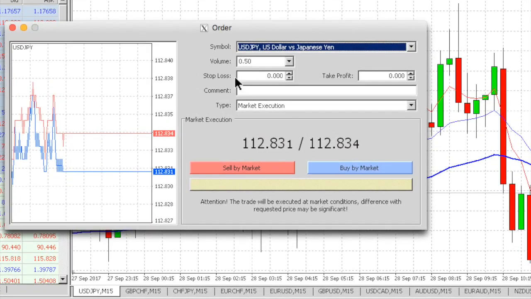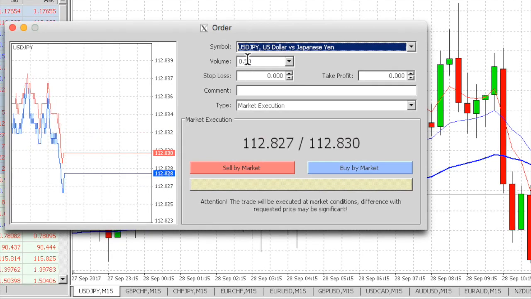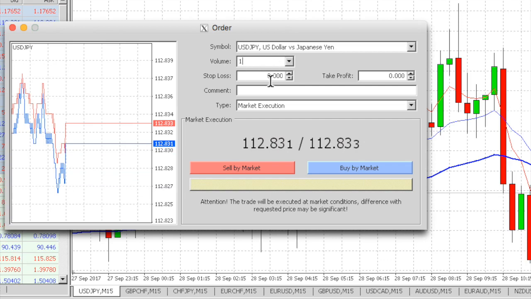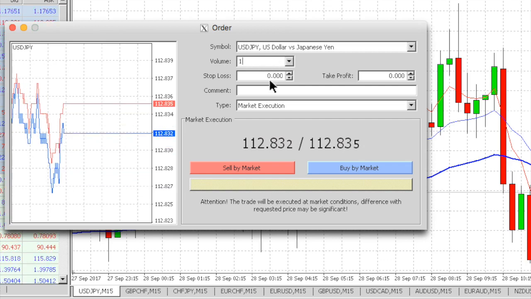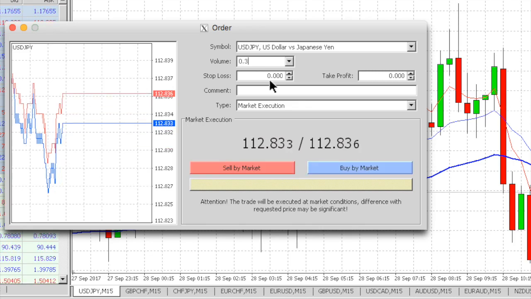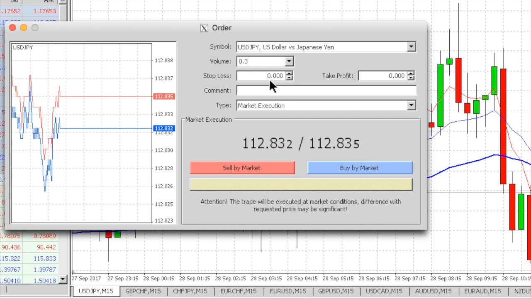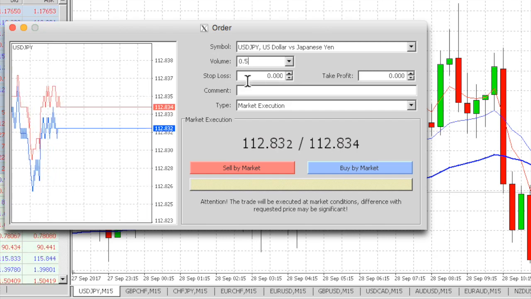The first thing is you have to select how many units you're going to short. Again, a 1 would be 100,000, so one lot is 100,000 units. If you put 2 lots, it's 200,000 units. If you put 0.3, it's 30,000. So depending on your position sizing calculator, you put in the appropriate volume.